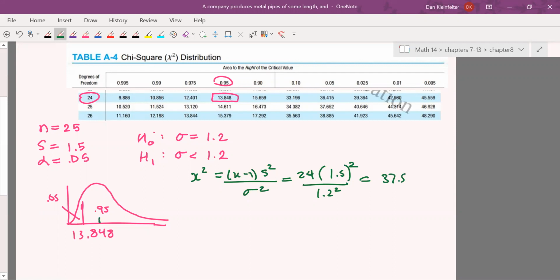All right, so that is definitely not in our rejection region. So we can fail to reject that. And if we're failing to reject the null hypothesis, that means that there's not enough evidence to support the claim.